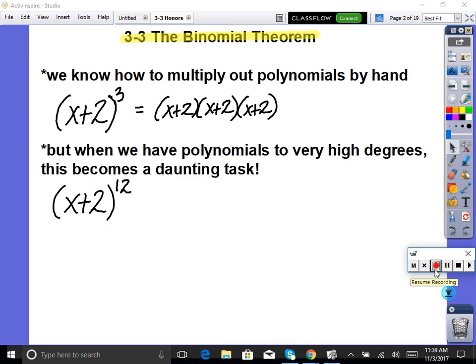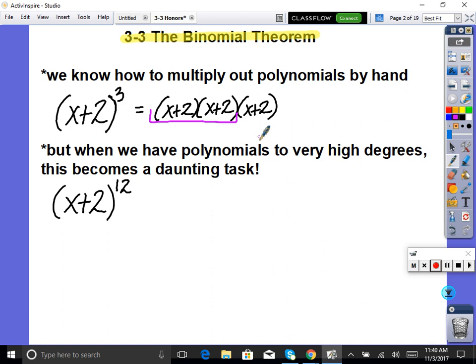Really cool. Okay, so we know how to multiply out polynomials by hand. For example, and when I say polynomials, we're specifically going to be looking at binomials today. So we know how to multiply out binomials by hand. If I had x plus 2 to the third power, I'd rewrite it as x plus 2 times x plus 2 times x plus 2, right? I'm not going to do that, but I could. We know how to do it. We could multiply these two together, combine like terms, and then multiply it in here. That would take me not that long, still not that short though, right?